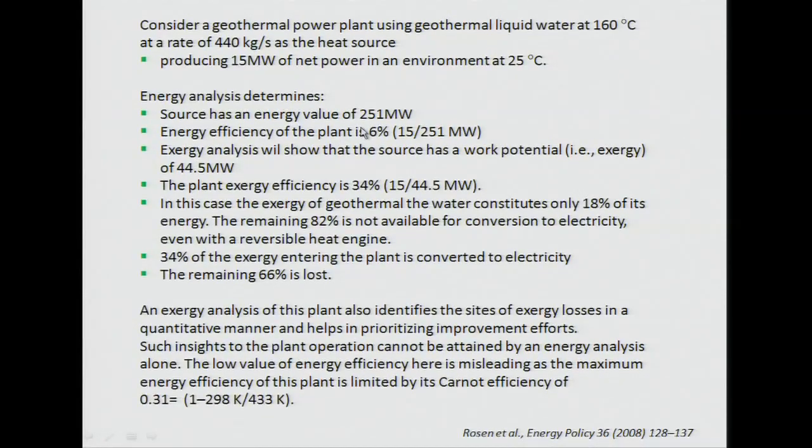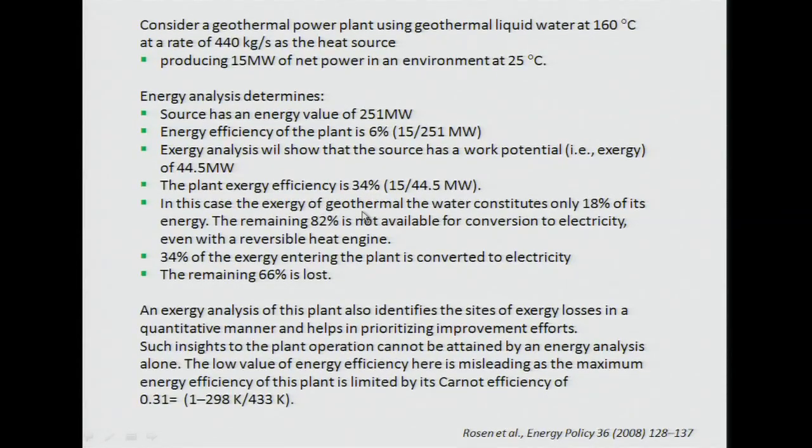Its efficiency, if you look at its input to output, 15 to 251, and there should be no megawatts here. I don't know why that's there. Sorry about that. It's 6%, right? 15 divided by 251. I'll correct the slides before I put them up. The exergy analysis shows that the source has a work potential of 44.5 megawatts, and I can supply you with those numbers. So the exergy efficiency is actually 34%.